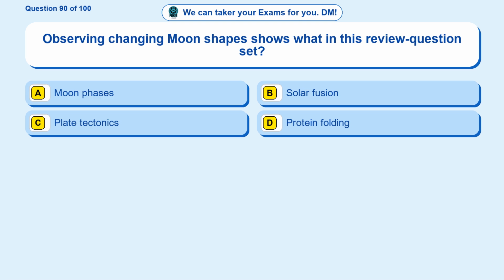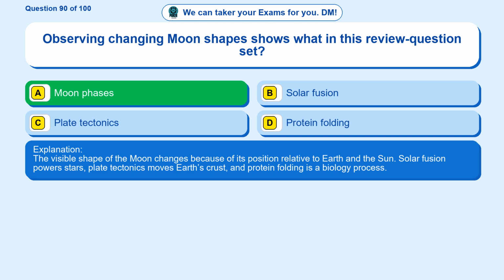Question 90. Observing changing moon shapes shows what in this review question set? Option A, moon phases. Option B, solar fusion. Option C, plate tectonics. Option D, protein folding. The correct answer is option A. Moon phases. The visible shape of the moon changes because of its position relative to Earth and the Sun. Solar fusion powers stars, plate tectonics moves Earth's crust, and protein folding is a biology process.